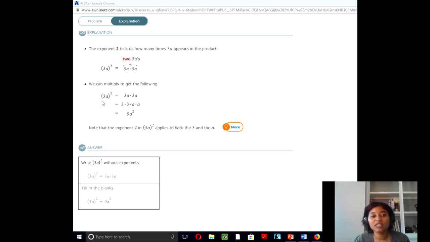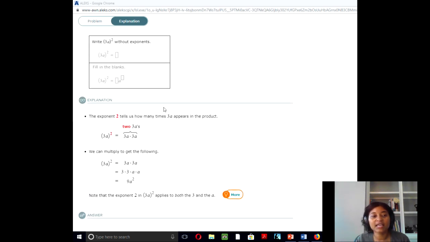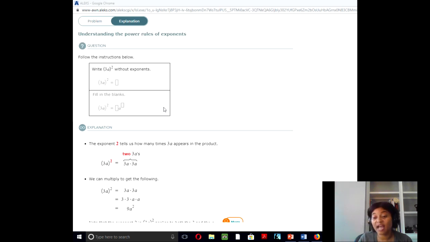Before we move on to the next problem, you see that they did ask us to write the problem without using the exponent, and you can see here we have 3 times 3 times a. So if you want to write it without the exponent, you would just simply write the expanded form of a squared and just write a times a.